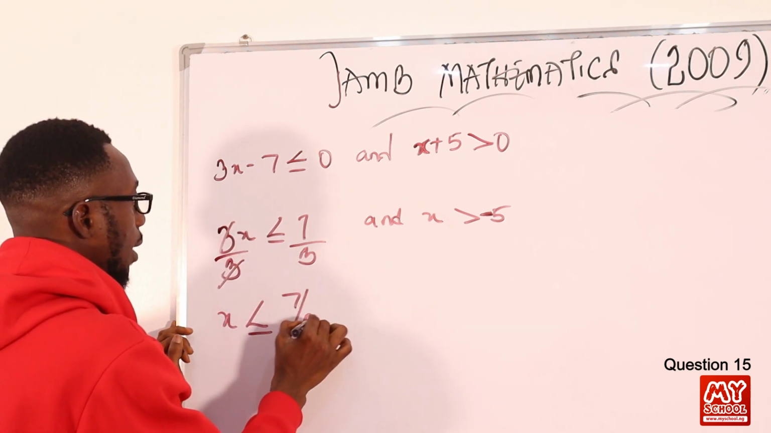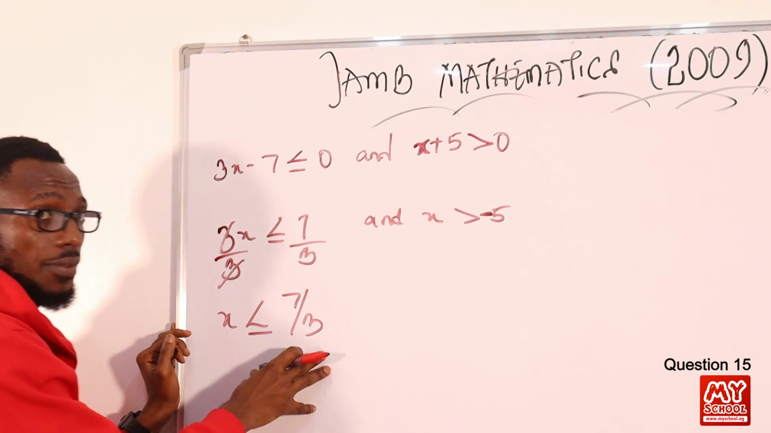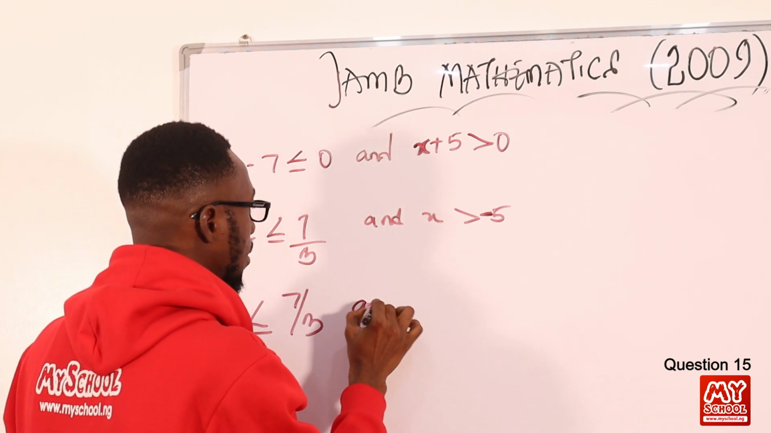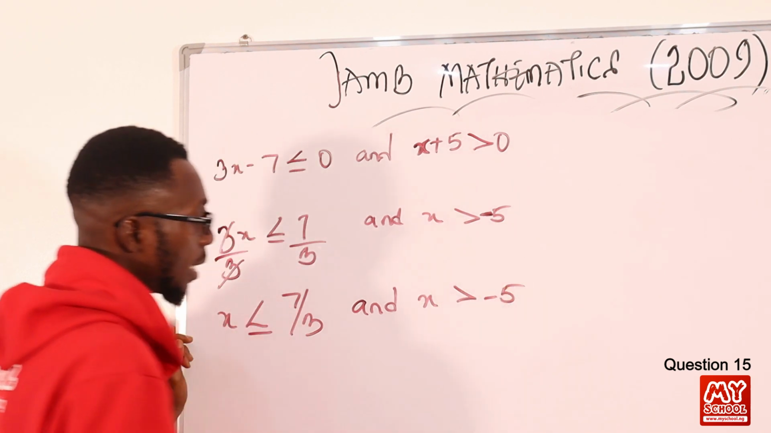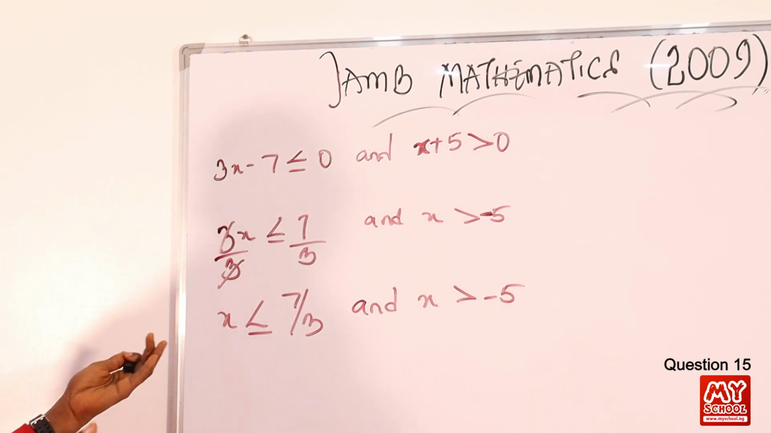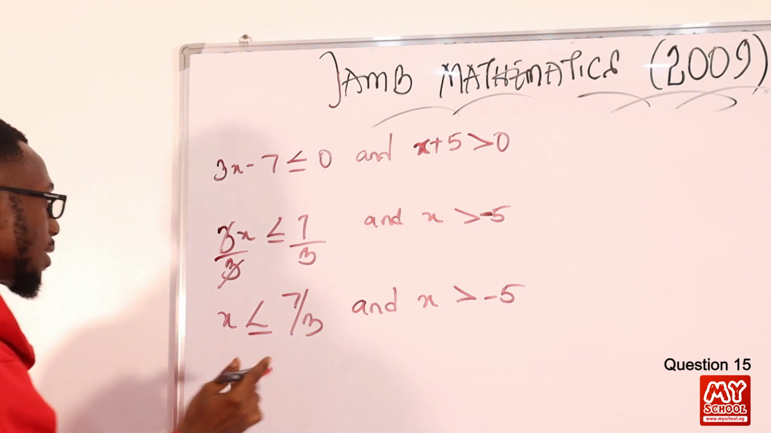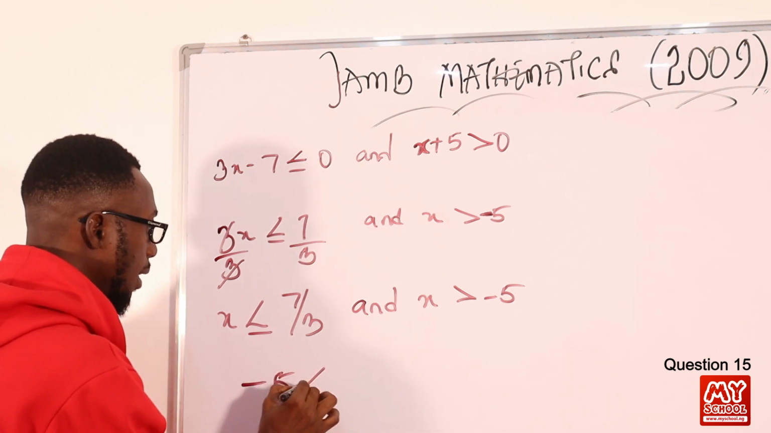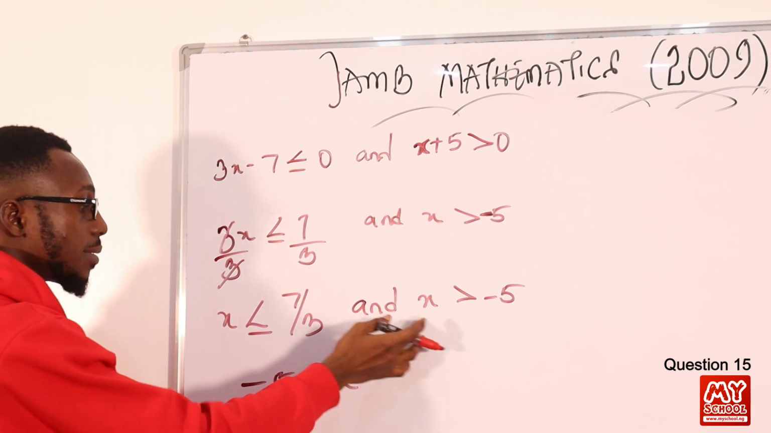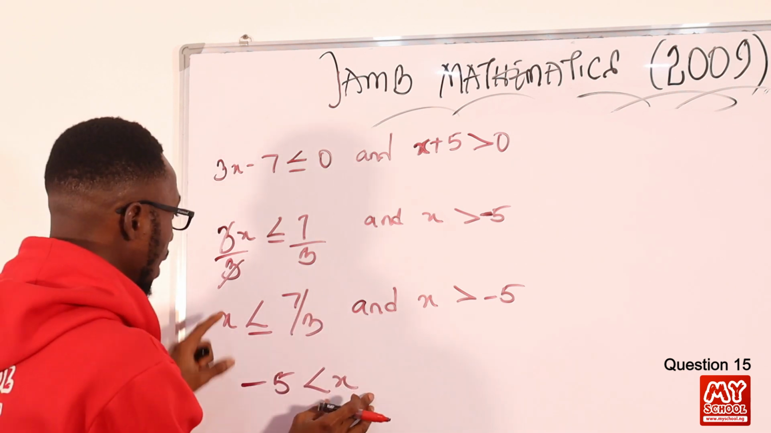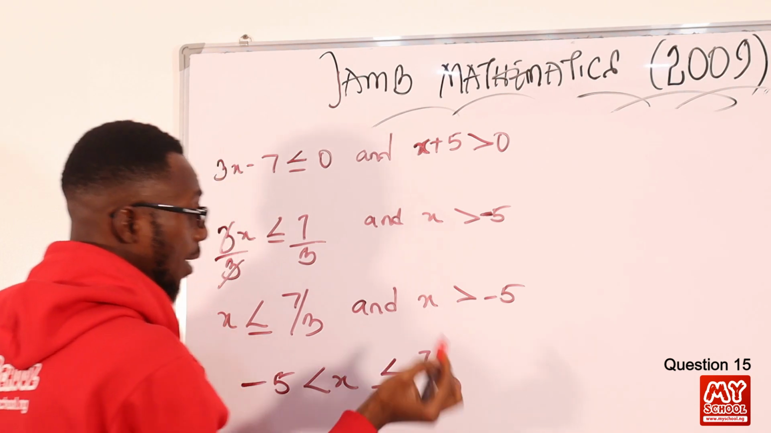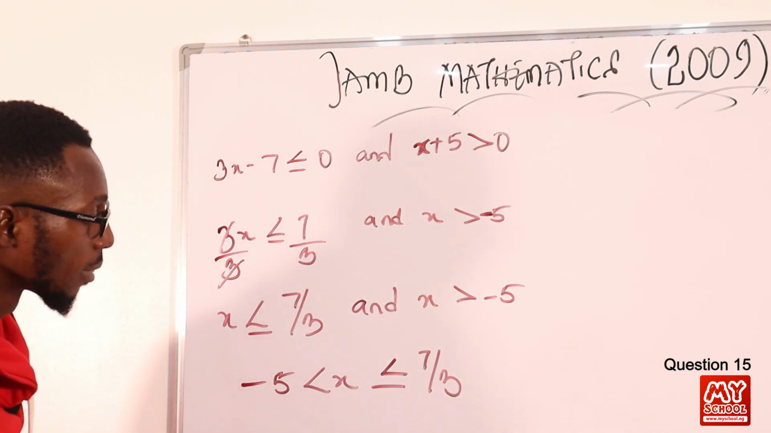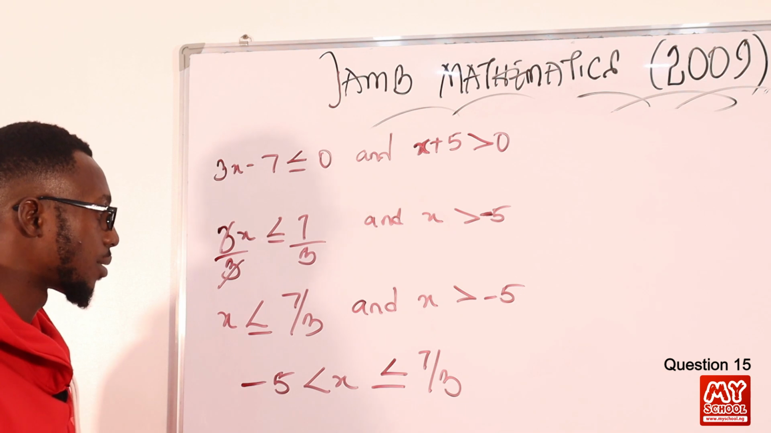x is less than or equal to 7 over 3, and x is greater than minus 5. So if I want to bring this together, I can say minus 5 is less than x, because x is bigger than it. Then I can say x is less than or equal to 7 over 3. That is around 2 point something, thereabout.